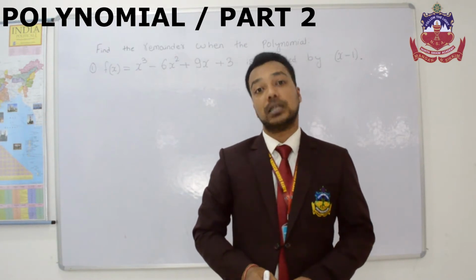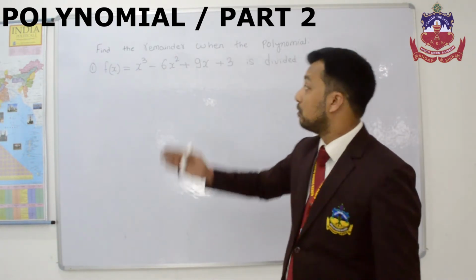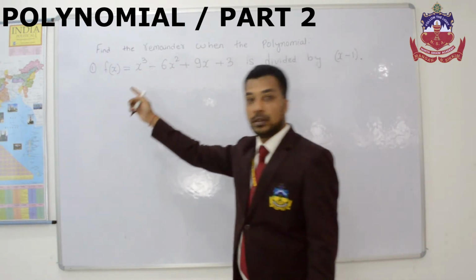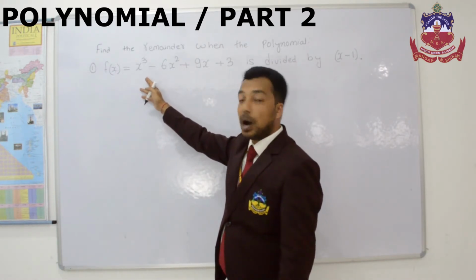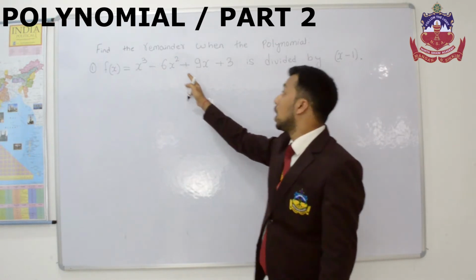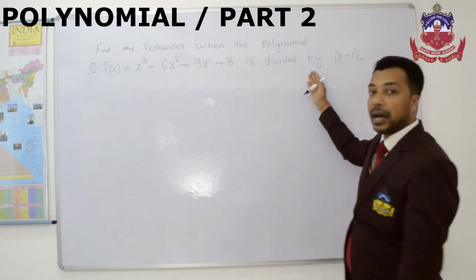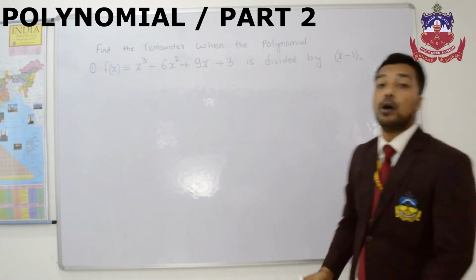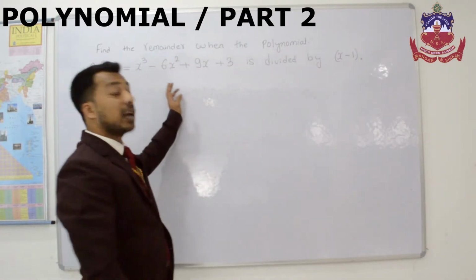Let us understand the remainder theorem with the help of a question. The question that we have is: find the remainder when the polynomial f(x) = x^3 - 6x^2 + 9x + 3 is divided by another polynomial, that is x - 1. So how do we find the remainder when the polynomials are given to us?